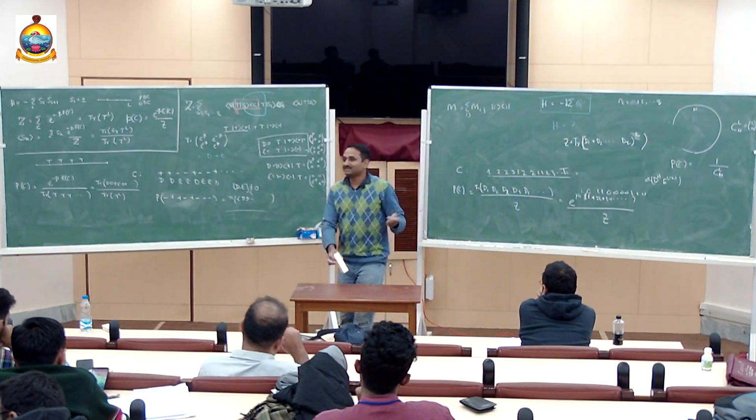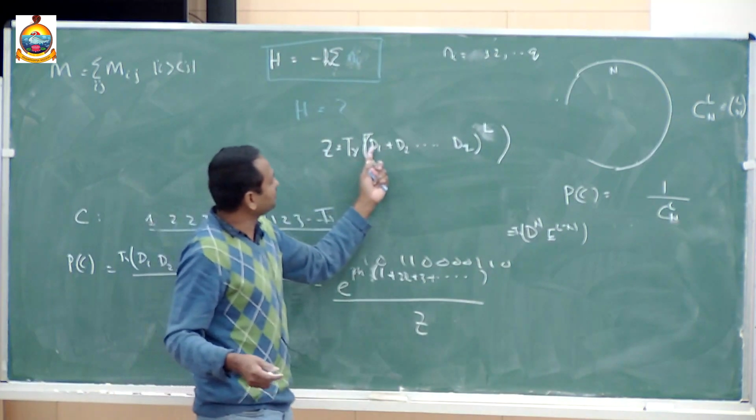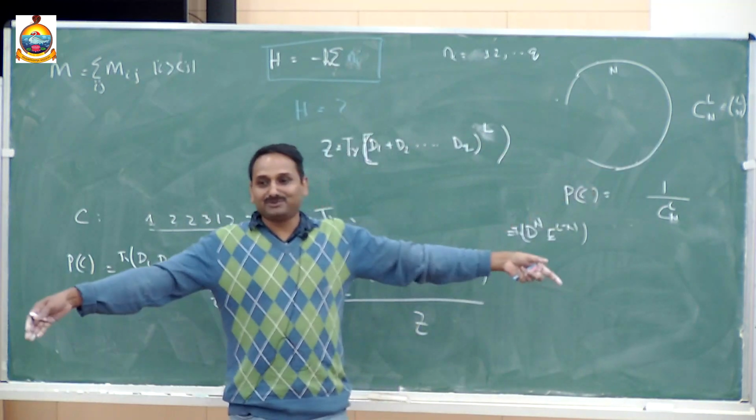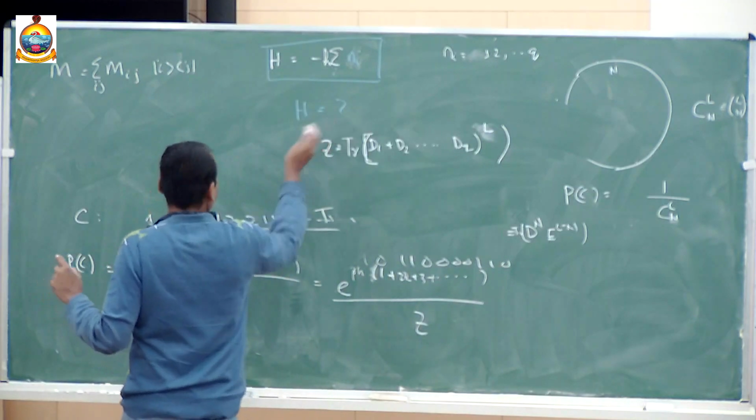Is that fine? Because all you want is the sum of all configurations. That is your partition function, and this one will give you the sum of all configurations, because d1, d1, d1, d1, d1, d1, d1, d1, d2, all the configurations will come here. So irrespective of the model, I do not know what the Hamiltonian is.